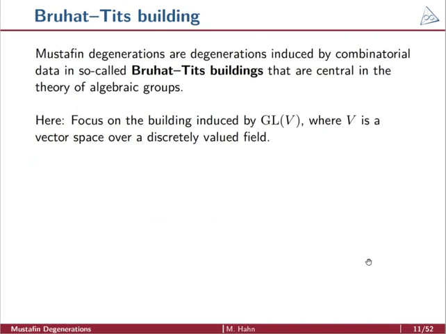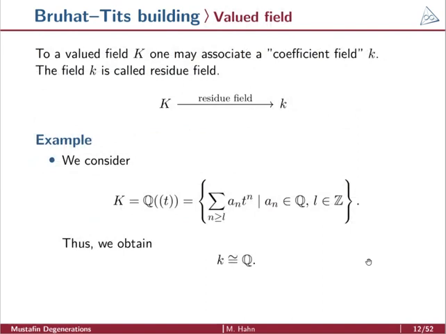So I really quickly want to say what a discretely valued field is, in case someone in the audience has never heard about that. I just want to give a very vague idea of what that is. One of the many features of a valued field is that one may associate a coefficient field, small k. So we have this discretely valued field big K, and this coefficient field is called the residue field. I illustrated this here: if big K is discretely valued, in a canonical way we may associate a residue field small k.